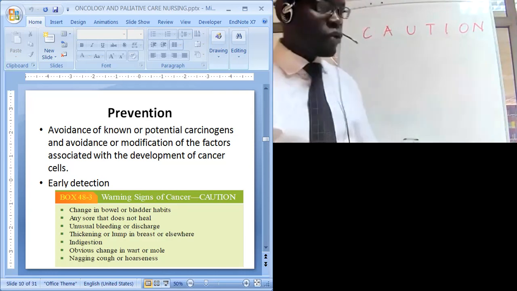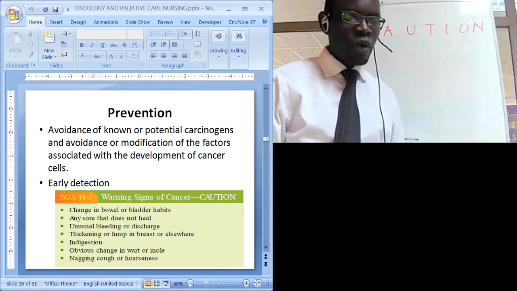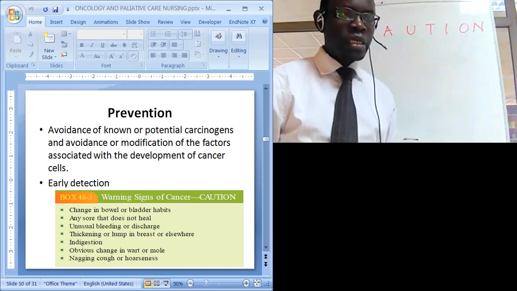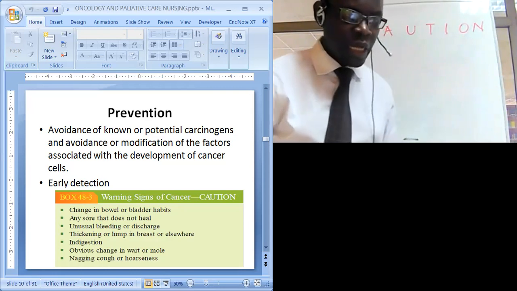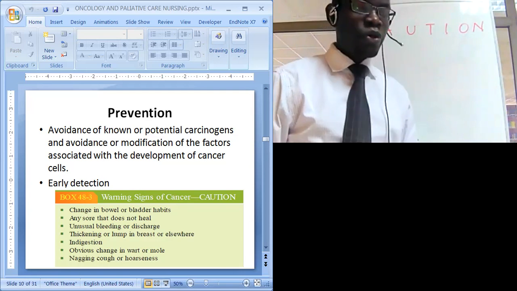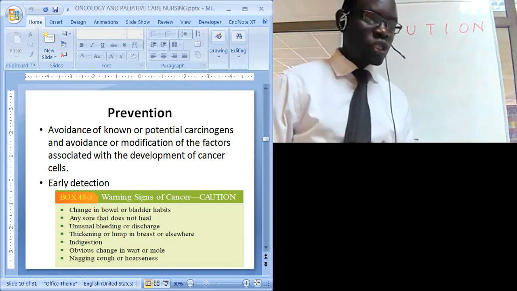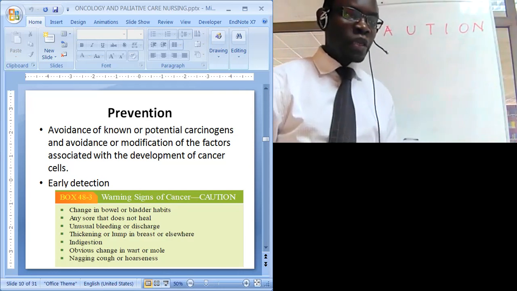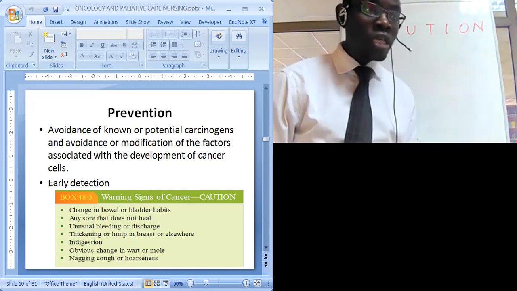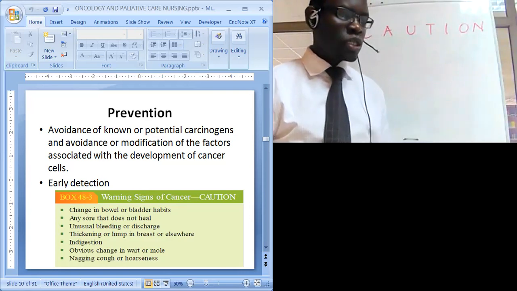And then O stands for obvious change in wart or mole. If you have a wart or mole on your skin and you see an obvious change, it changes all of a sudden, then that might be probably a sign that it's a cancer. So you want to seek medical attention. And then finally, N stands for nagging cough or hoarseness of voice. If you have that nagging cough or a hoarse voice, you should be able to seek medical attention.